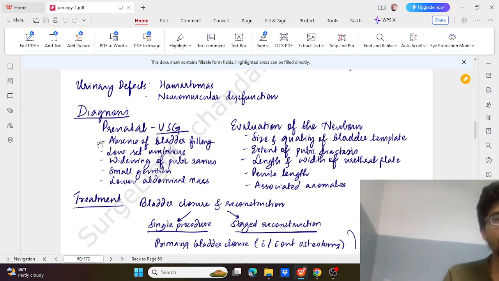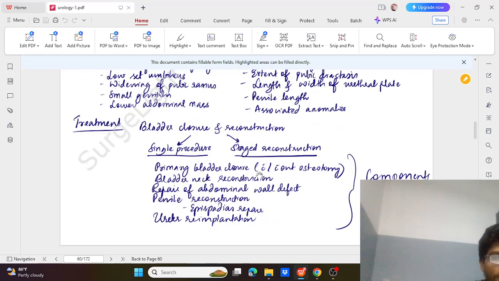Now coming to the diagnosis, most of the time these can be diagnosed prenatally in the form of absent bladder filling on ultrasound, low set umbilicus, widening of the pubic ramus, small genitalia, and lower abdominal mass. On examining the newborn, we assess the size and quality of the bladder template, extent of the pubic diastasis, length and width of the urethral plate, penile length, and associated anomalies. All these things are to be evaluated on examining the newborn.